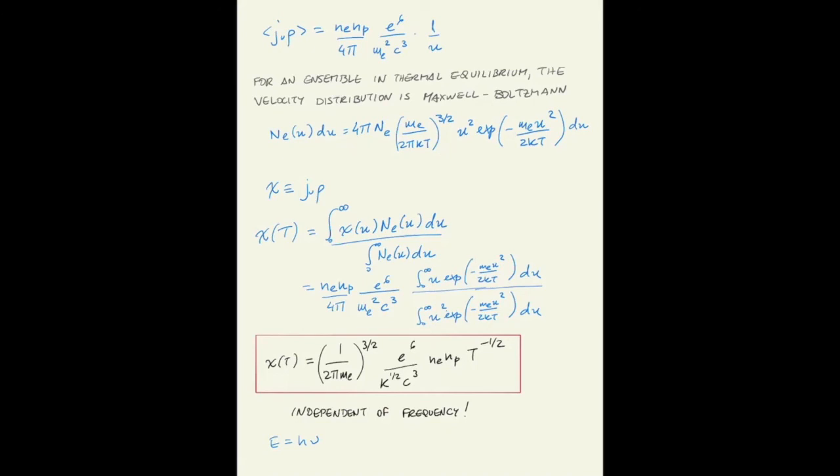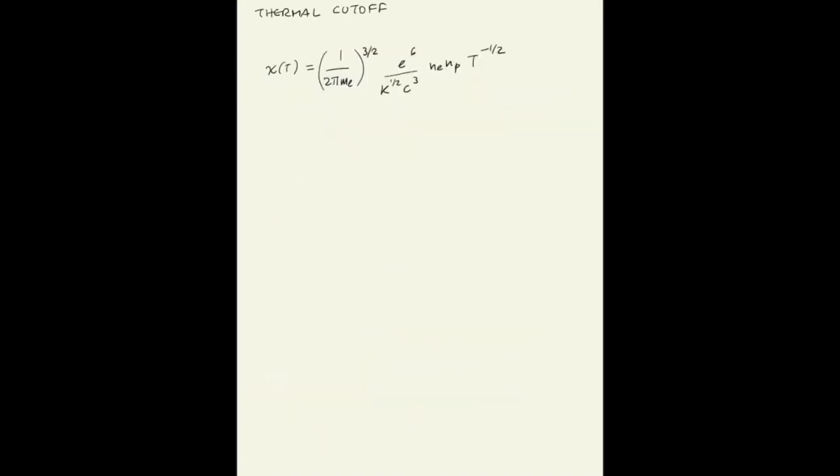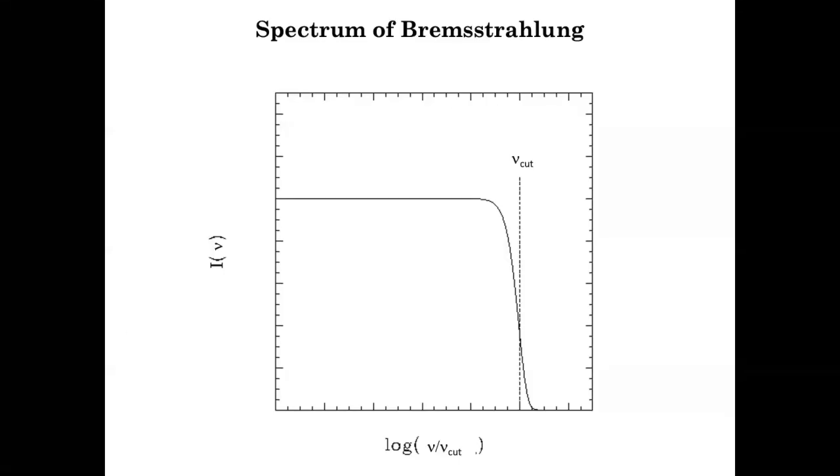That's the thermal cutoff. We can include in here an exponential cutoff, this thermal cutoff is the exponential of minus h nu over kT. That means when the energy of the electron is comparable to its thermokinetic energy. So that's how the Bremsstrahlung spectrum is going to look in the end. You have a flat profile, and then an exponential cutoff in here, which is at the frequency corresponding to the kinetic energy of the electron.